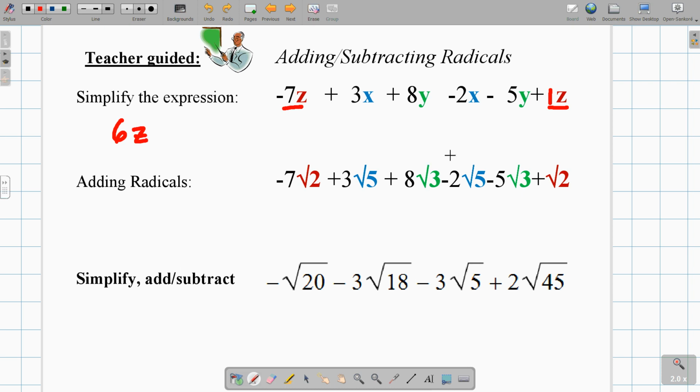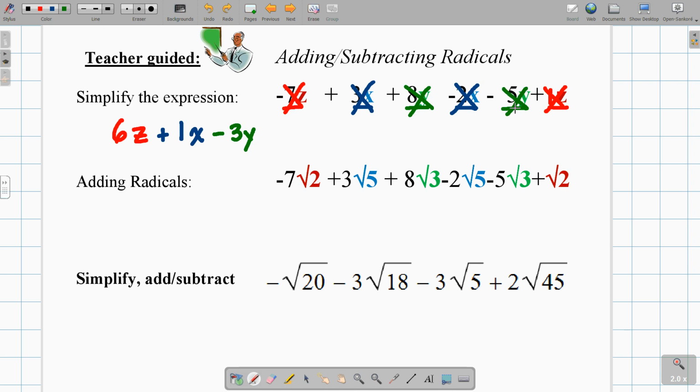Okay, the method you just used to collect like terms is the exact same method you use for radicals. Notice when we collected the negative 7z and the 1z, we don't have z squared there. You don't touch the variable. Same thing when we collected everything else. Ready? Watch very carefully.